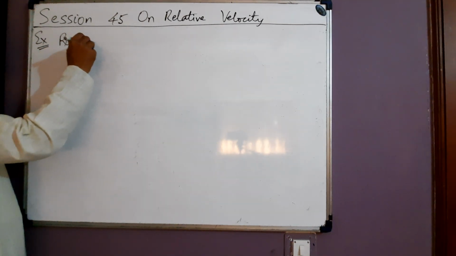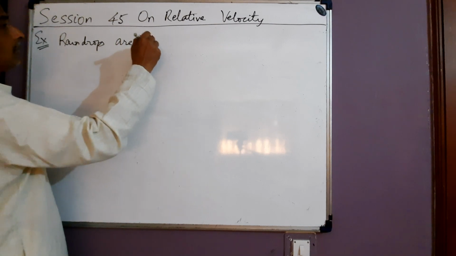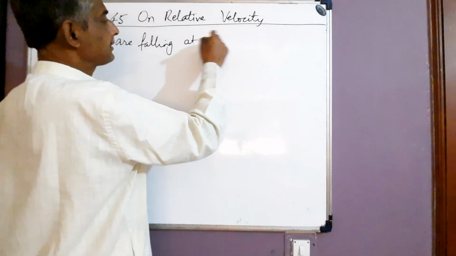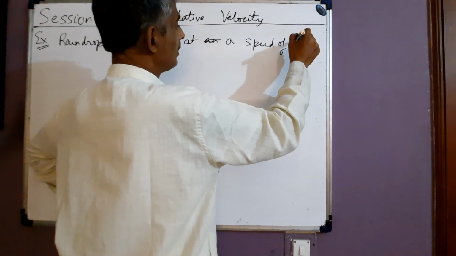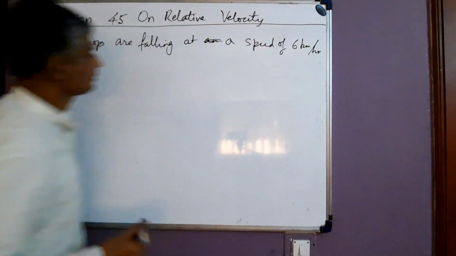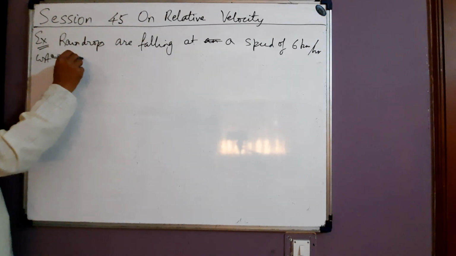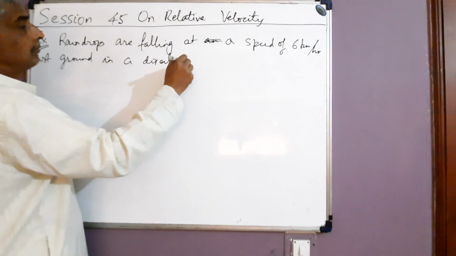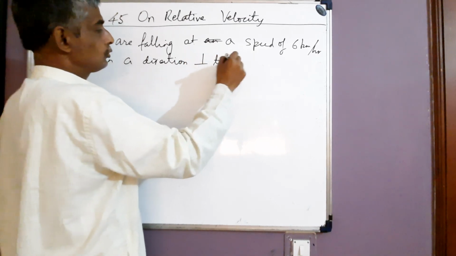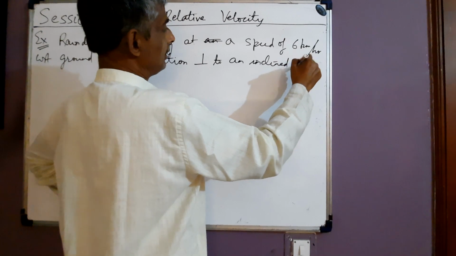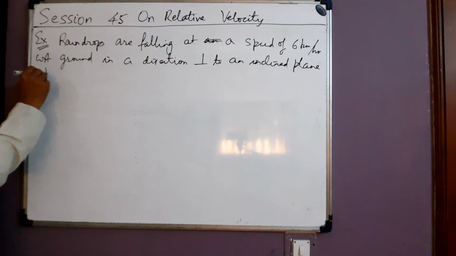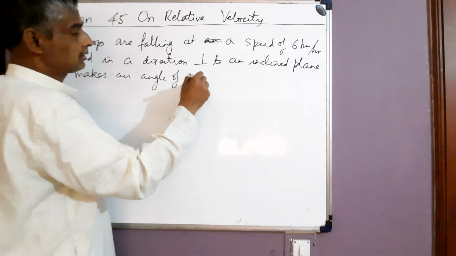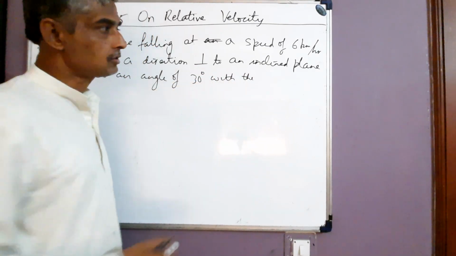Raindrops are falling downward at a speed of 6 km per hour with respect to ground in a direction perpendicular to an inclined plane, which makes an angle of 30 degree with the rightward horizontal.